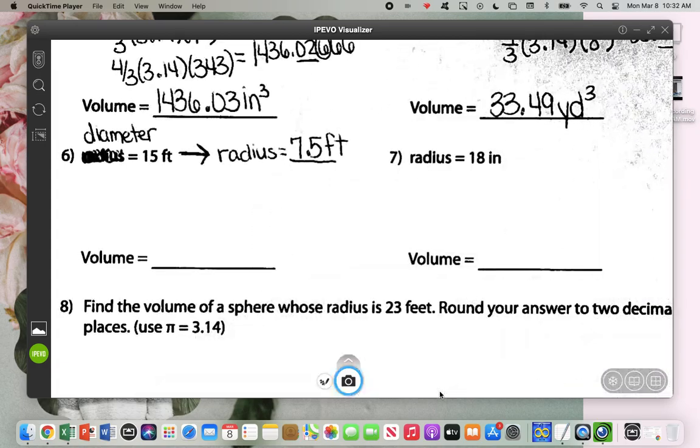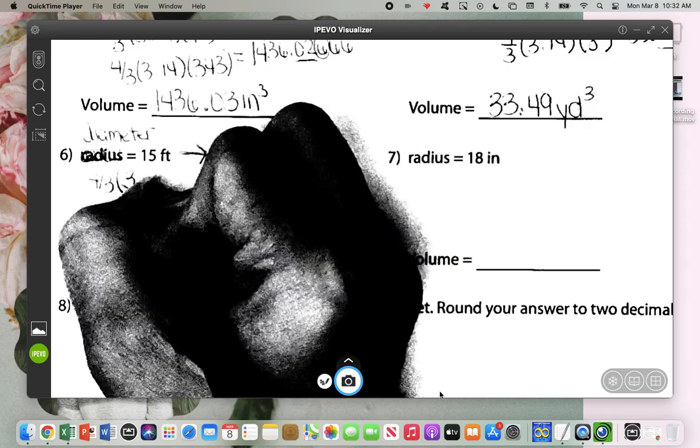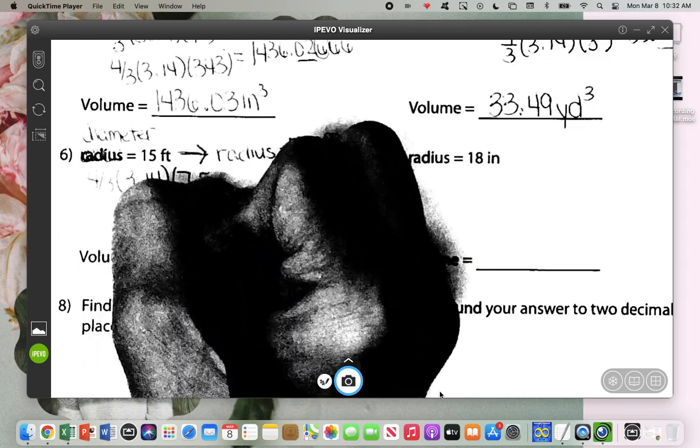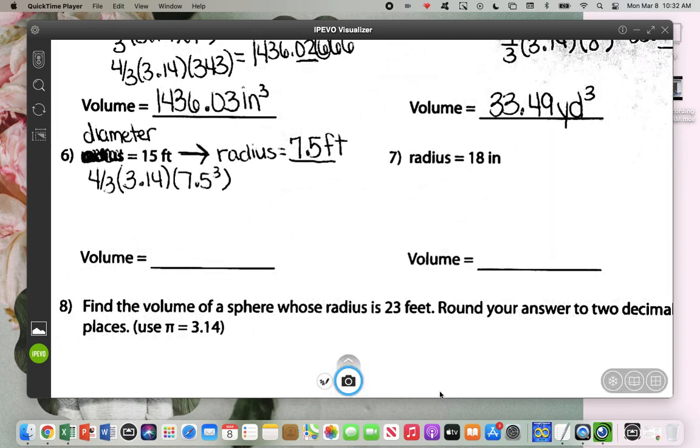Now, I want to do this one with you because whenever we round, can we round throughout the problem or should we only round at the very end? What do you guys think? We only round at the end. We're only going to round at the end. So we are going to take 4 divided by 3 times 3.14 times 7.5 to the third power. So the very first thing I want you guys to do is take 7.5 to the third power. So let's do that. 7.5 times 7.5 times 7.5.